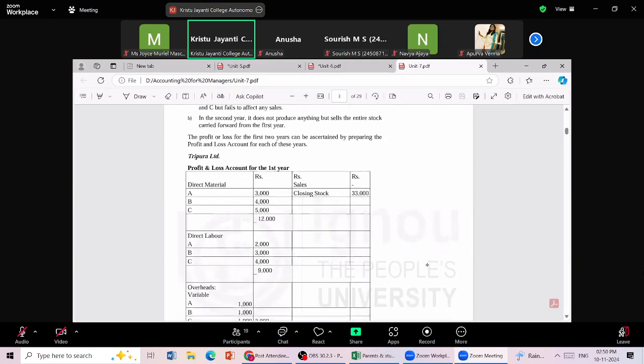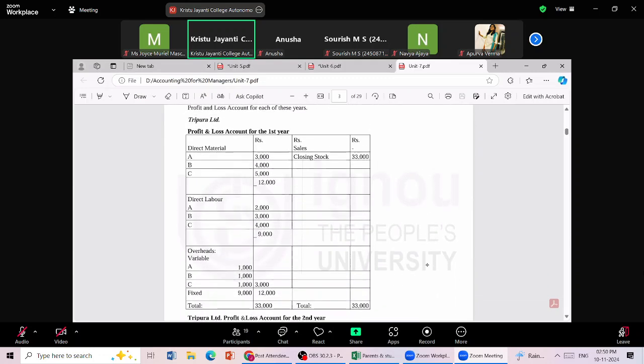Okay, now this is the statement of the first year. You can see first year the direct material is 3000. This is the illustration of the previous one. It has been depicted here. So A 3000, B 4000, direct material 5000. Likewise, direct material 2000, 4000, 9000 it is given.